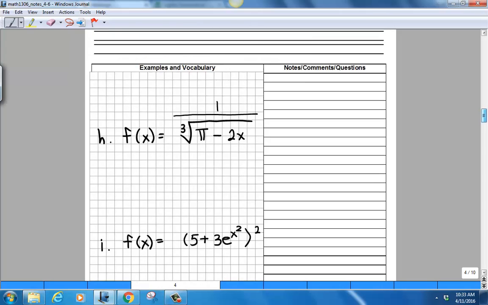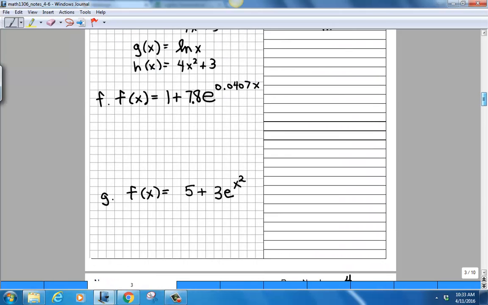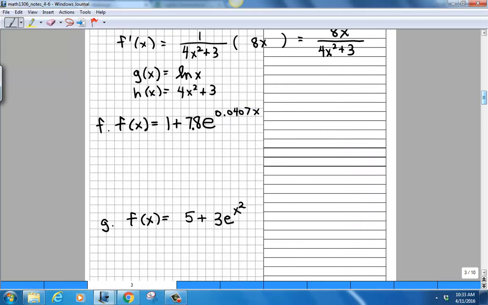But in this example, notice your exponent is not quite just x, it's 0.0407 times x. So think about what its rate of change is. All right, so try that one. We'll see what we get.